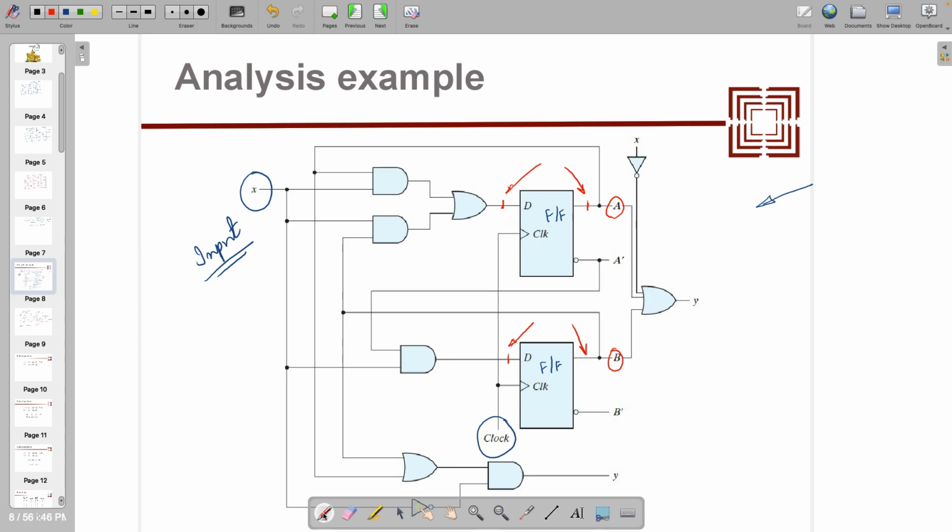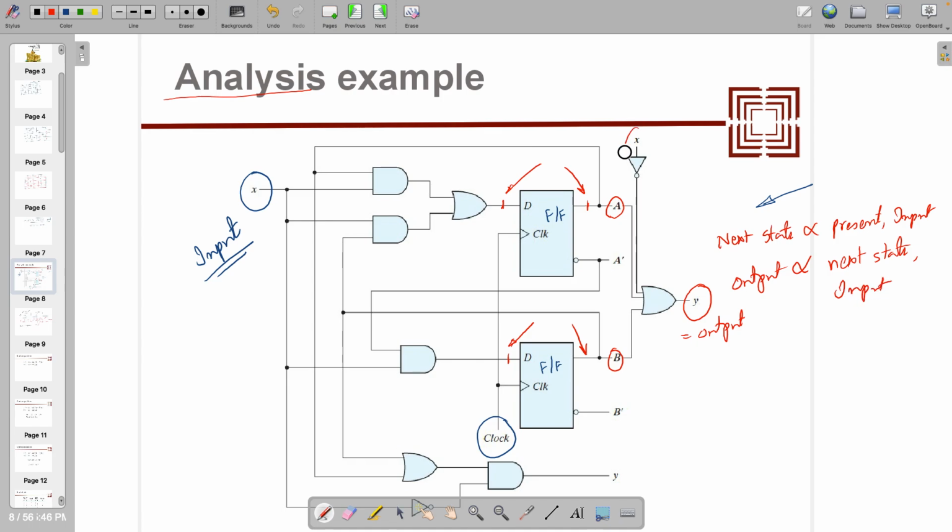Now what we need to do is analyze this circuit, that is, we have to write down the next state in terms of present state and inputs. There is one more thing, y is actually the output. So the output has to be written in terms of the present state and input, because it's a function of input x over here, right? So we can write down that.